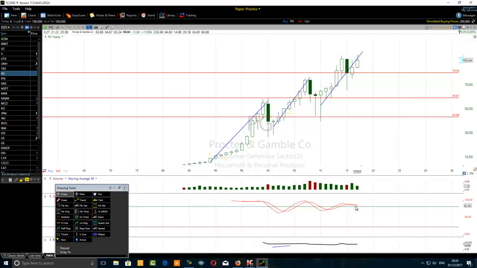Is it truly an impulse wave? Stochastic is above 80. Is it truly an impulse wave, or is it a B wave of the flag correction? You need to identify that yourself to know. But if there is a bullish impulse wave, the stochastic 83 will be above 80, as I'm showing you here.